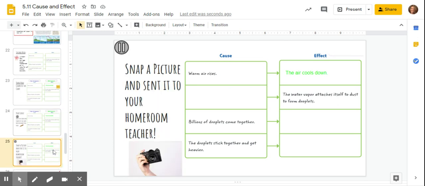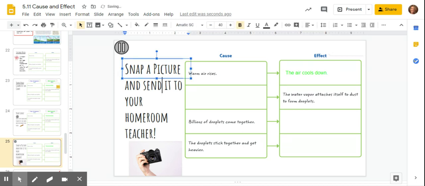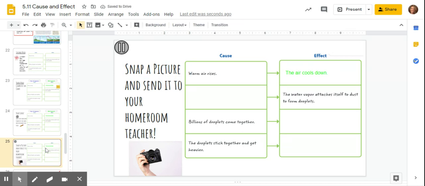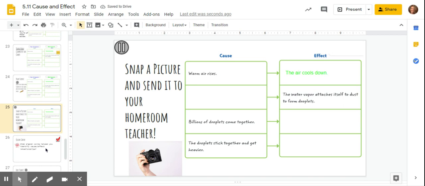Now that you have completed the charts, it is your job to snap a picture and send it to your homeroom teacher. They would love to see your work and give you credit for the work and help you with anything that you might need help with. So go ahead, pause the video, take a picture, and send it to your teacher.